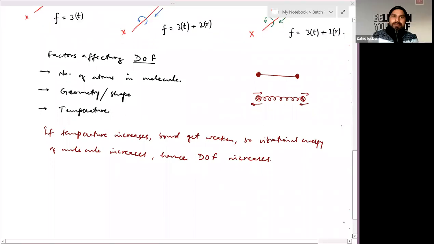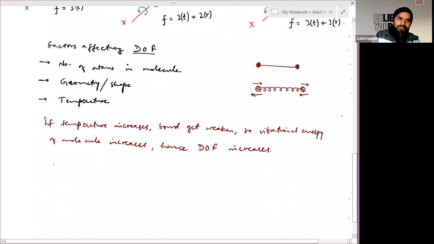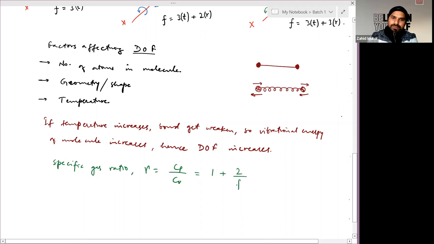Next, what do you mean by gamma? Gamma is called the specific heat ratio, which equals Cp divided by Cv. I will define later what Cp and Cv mean. C is called molar specific heat and the subscript P defines its process. So Cp is molar specific heat at constant pressure and Cv is molar specific heat at constant volume, which equals 1 plus 2 by F, where F is the number of degrees of freedom.